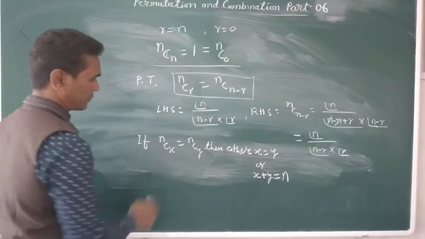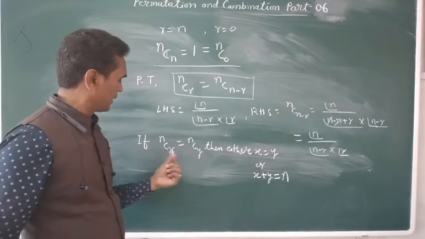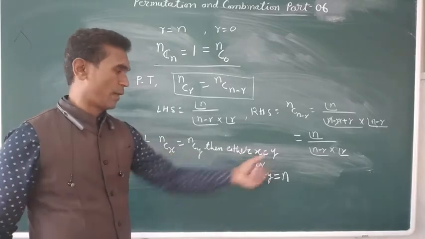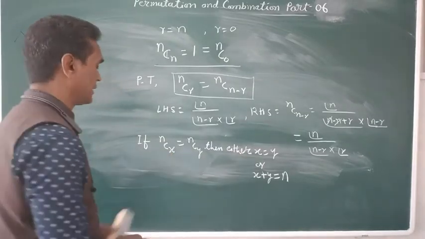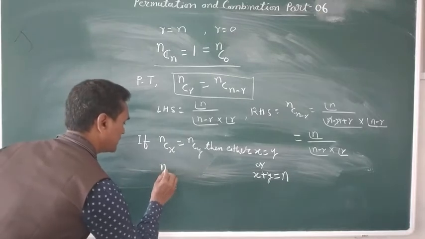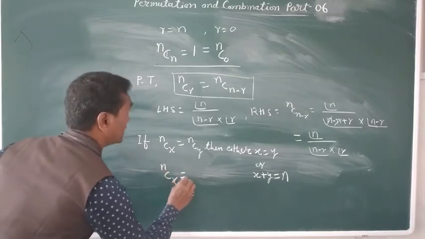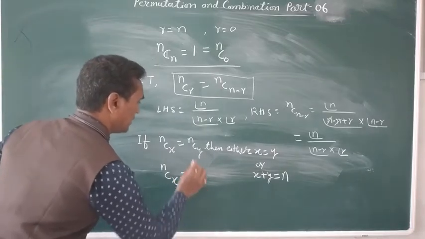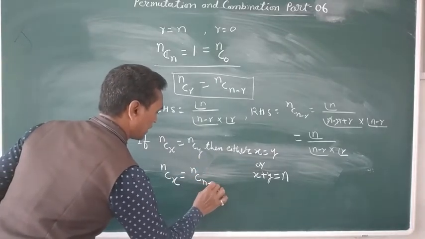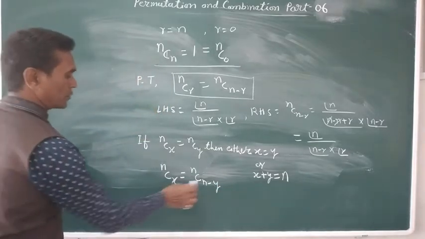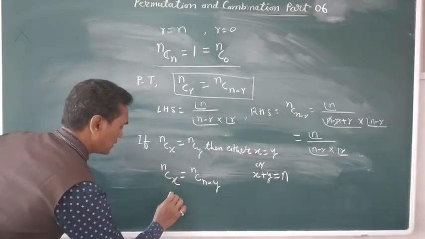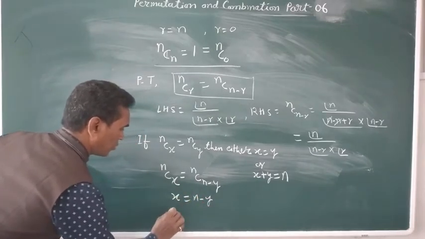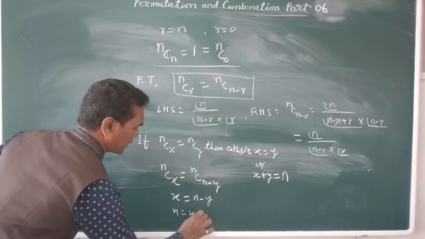Suppose, from the first it is clear, if everything is equal, then obviously x equals y. If x is not equal to y, in that situation we can change nCx, from this formula, to nC(n minus y), and now put this equal. So x equals n minus y, so n equals x plus y.